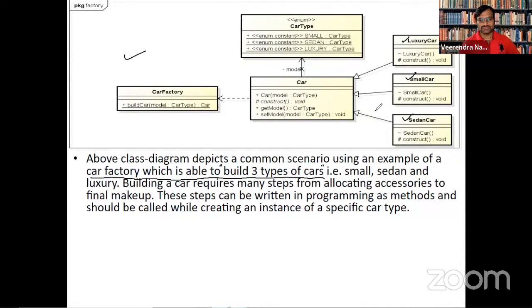So whenever I want to build a car, generally, if you think of building a car, it requires many steps, from allocating the accessories, in the sense all the inputs required for making a car, to the final makeup, which we generally call on road. So from collecting the minimum inputs to taking the car onto the road, it requires so many steps. These steps can be written in programming as methods.